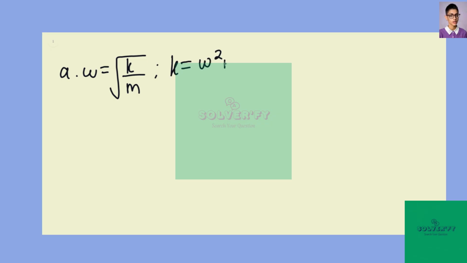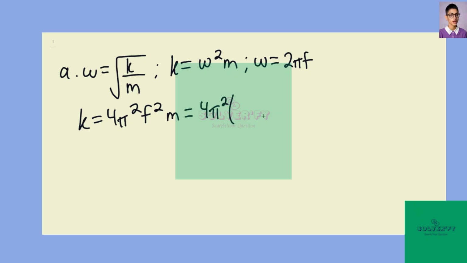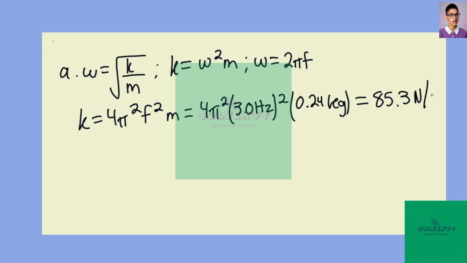omega squared times m, and we know that omega is equal to 2 pi times the frequency. Therefore, the spring constant will be equal to 4 pi squared times the frequency squared times the mass. This will be equal to 4 pi squared times the frequency of 3 hertz squared times the mass of 0.24 kilograms. And we have the spring constant of 85.3 newtons per meter. So this would be your answer for part A.